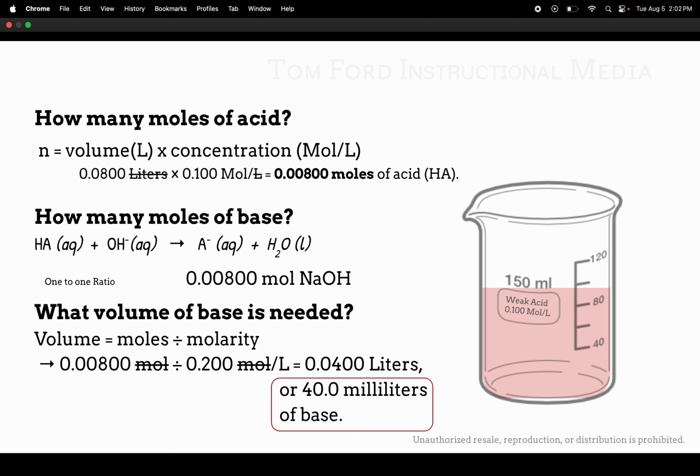Notice what cancels out. We don't need a whole liter here. Simply 0.04 liters, or 40 milliliters, which is good. And good that we remembered to keep 3 significant figures here when we did that conversion. We are done with part A.